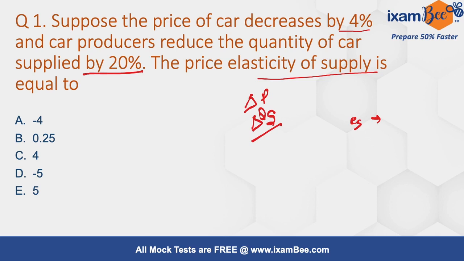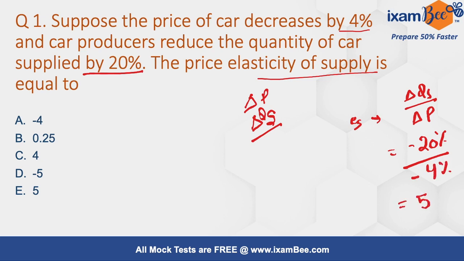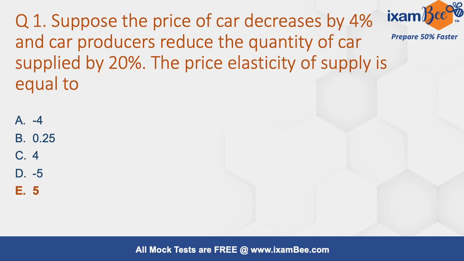The price elasticity of supply will be equal to the change in the quantity supplied divided by the change in the price. Here the quantity supplied is decreased by 20% and the price is decreased by 4%. Therefore, the price elasticity of supply is 5. E should be the correct answer for this question. Let's see the answer. E is the right answer for this question.